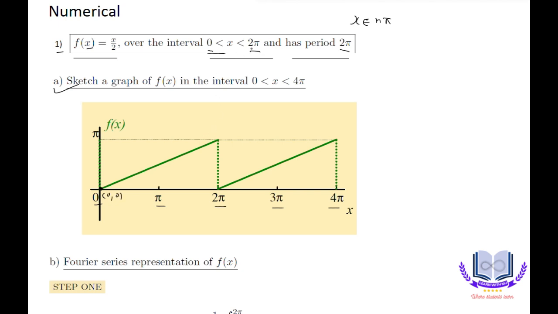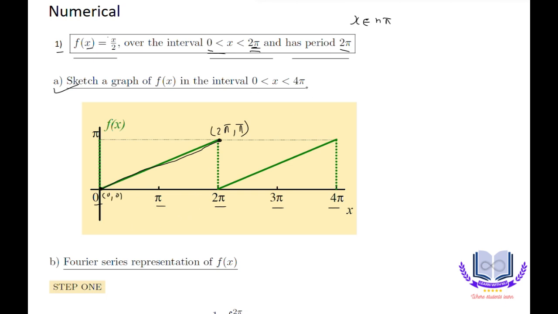Now for x equal to 2 pi, we will get f(x) equal to, in place of x, 2 pi by 2, which will give you pi. After that we have to plot these two points, and as you know, f(x) equal to x by 2 will give you a straight line. We just have to join these two points and draw the straight line. So this will be your graph for 0 to 2 pi.